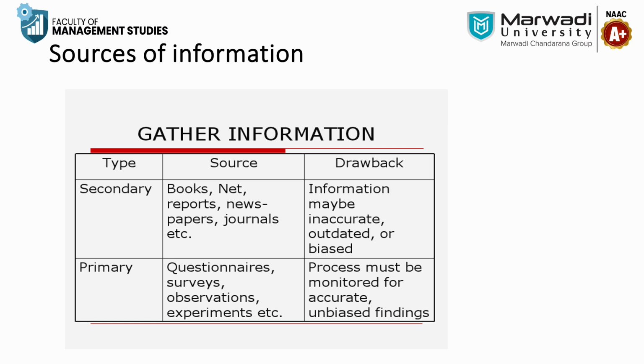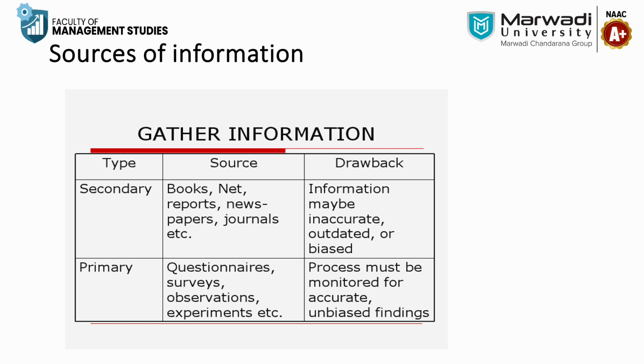Then step number 3, sources of information. How will you gather the data? There are two sources: one is called primary source and one is secondary source. Whenever you're trying to collect data for preparing the report, primary source means you can do your own surveys by preparing a questionnaire, by asking questions, by doing surveys, observations, experiments, etc. And of course, the drawback is that the process must be monitored for accurate, unbiased findings.